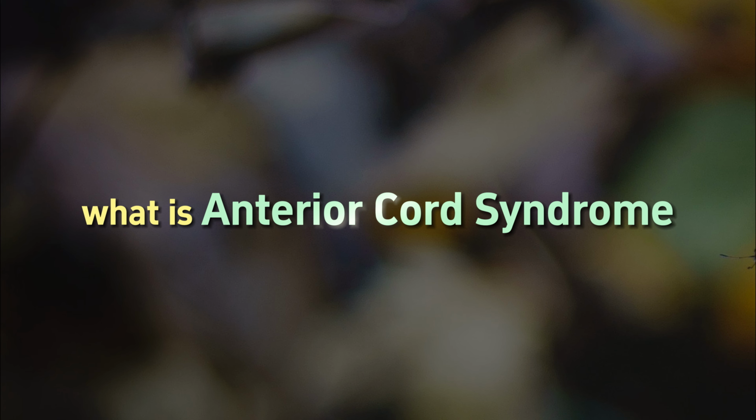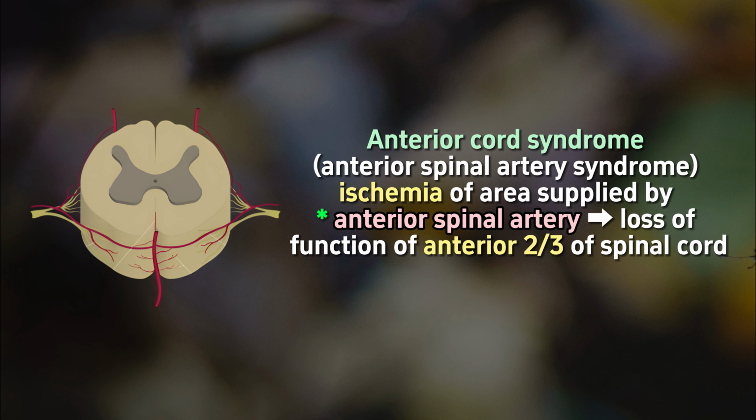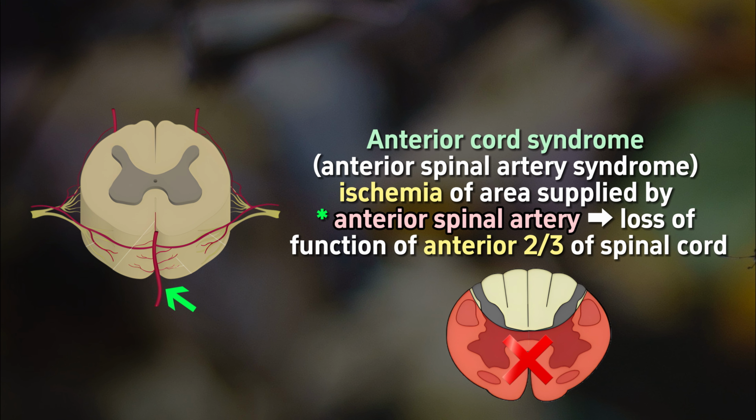What is anterior cord syndrome? Anterior cord syndrome, also known as anterior spinal artery syndrome, is a syndrome caused by ischemia of the area supplied by the anterior spinal artery, resulting in loss of function of the anterior two-thirds of the spinal cord.